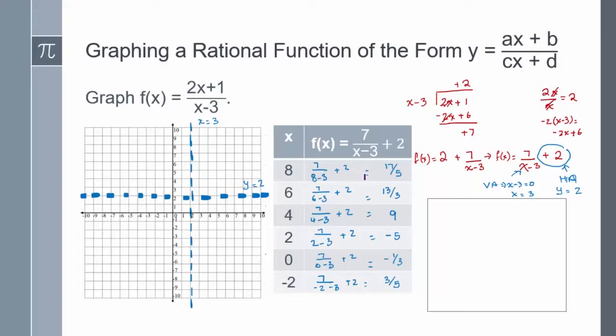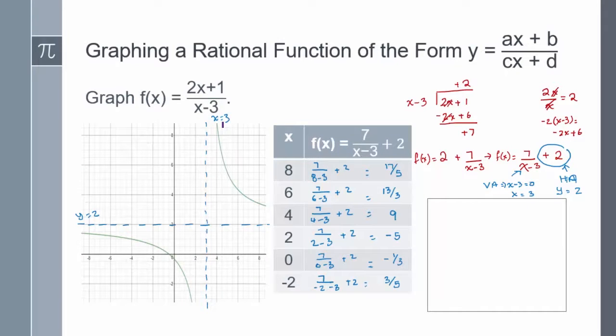For x equals 8, we get y equals 17 over 5. At x equals 6, we get 13 over 3. At x equals 4, y is 9. At x equals 2, we get negative 5. At x equals 0, it's negative 1/3. And at x equals negative 2, y is 3/5. Plot the points and draw the two branches of the hyperbola so that they pass through the plotted points and approach the asymptote. And here's the graph of the rational function 2x plus 1 over x minus 3, rewritten in HK form or vertex form to be 7 over x minus 3 plus 2.